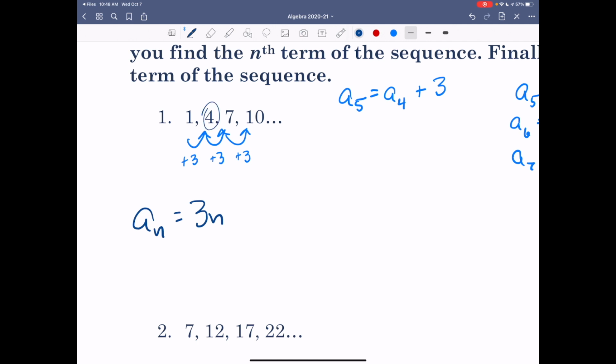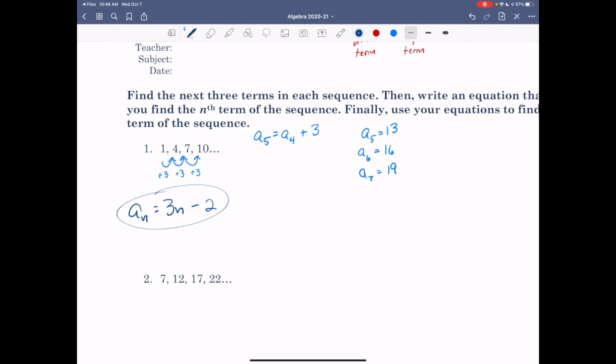But we want it to be 4. What's 3 times 3? But we want it to be 7. So what am I doing each time after I multiply by 3? Oh, I'm subtracting 2. Let's check this out real quick.